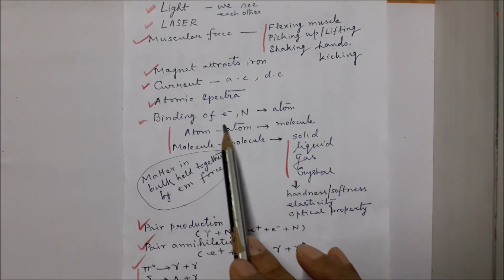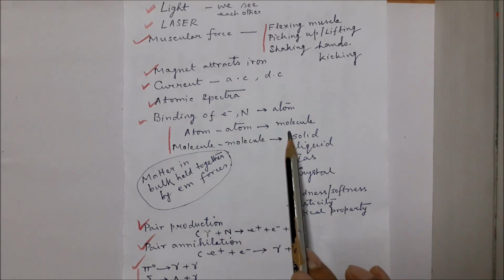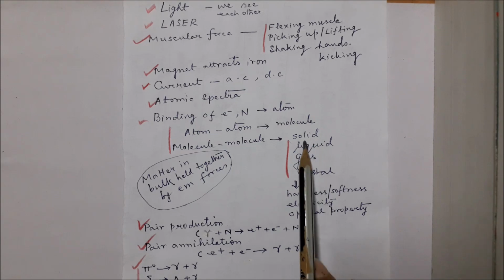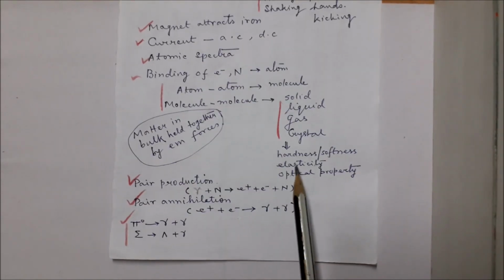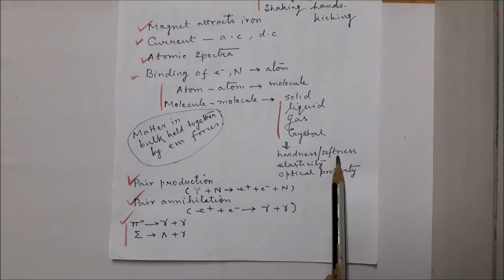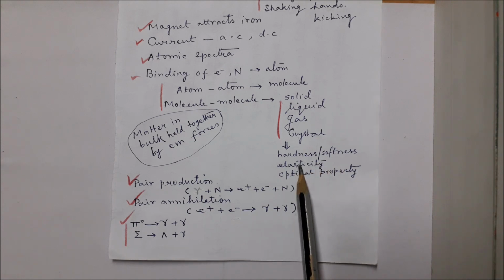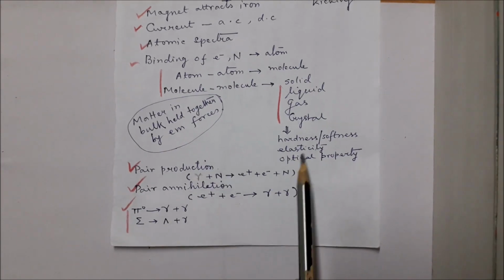Binding of electron nucleus to form atom and then molecule, and then solid, liquid, gas, crystal. There are various types of properties. Some is hard, some is soft, some is elastic, some has less elasticity, some exhibit optical property, etc. All are manifestations of electromagnetic forces.